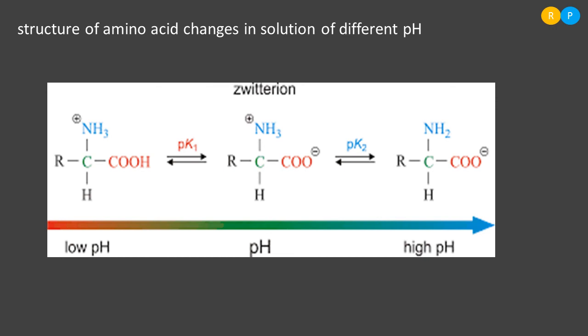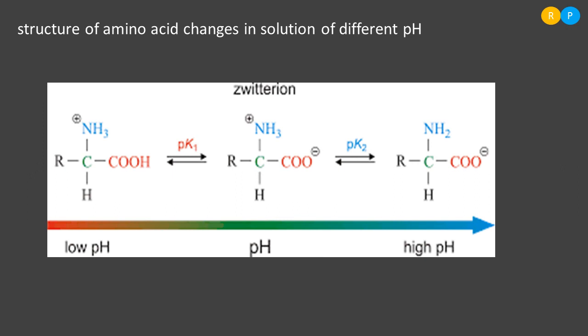So just have a look into the structure of Zwitter ion first. Zwitter ion consists of both the charges, right? NH3 is positively charged, COO is negatively charged. So we are placing this Zwitter ionic form into the low pH. Low pH in the sense the solution is acidic in nature. Its pH comes from 1 to 6.